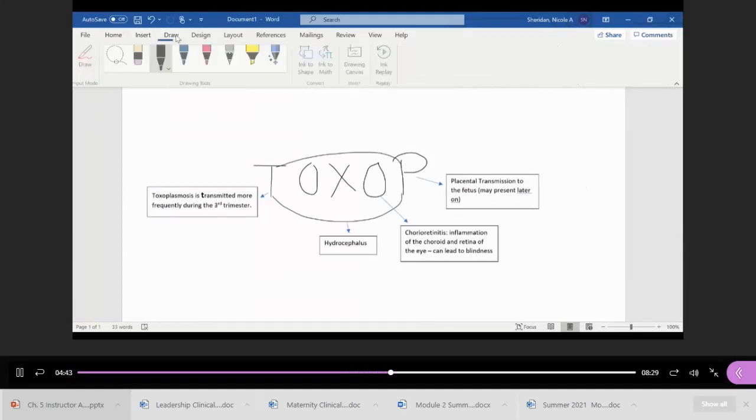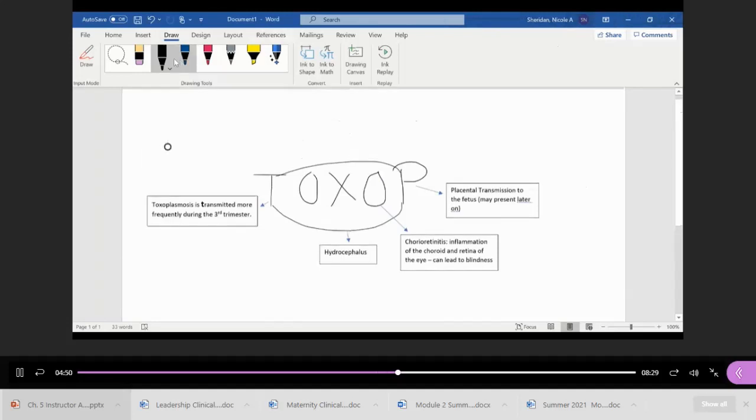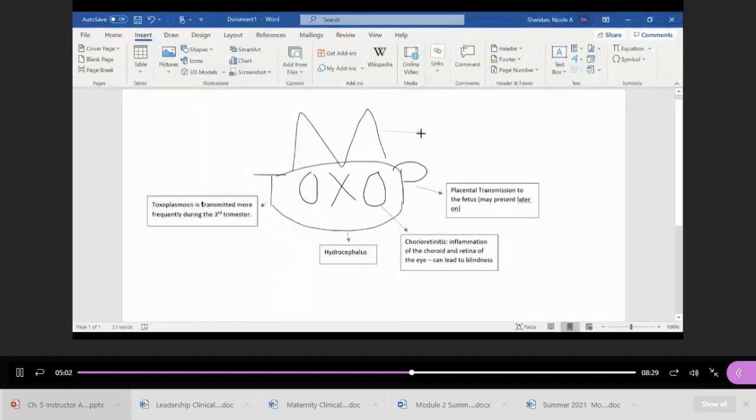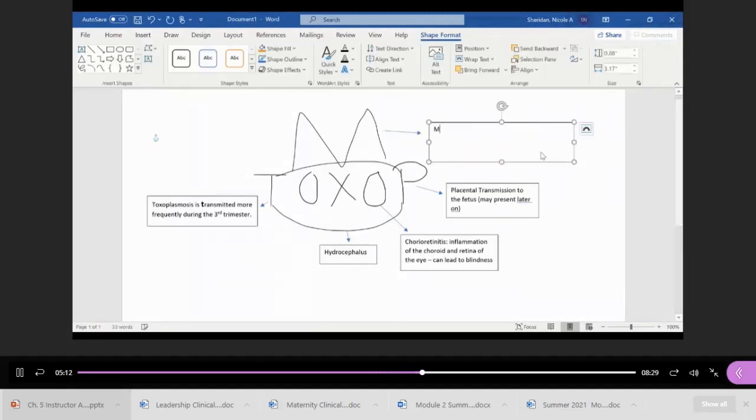Last step to our kitty cat is, of course, our ears. So we've got to draw a big M here on the top of our kitty cat head. So the M stands for mental retardation, also motor and developmental delays, and that's in the baby as well.